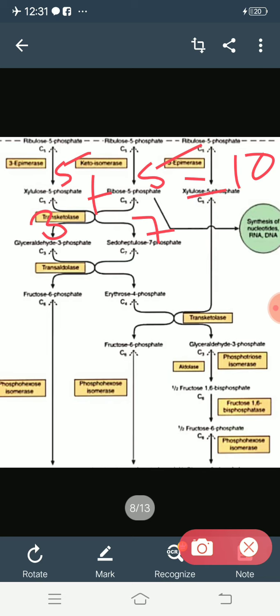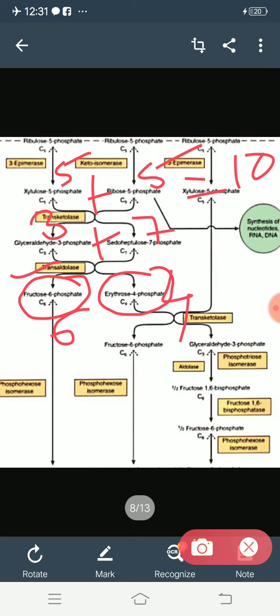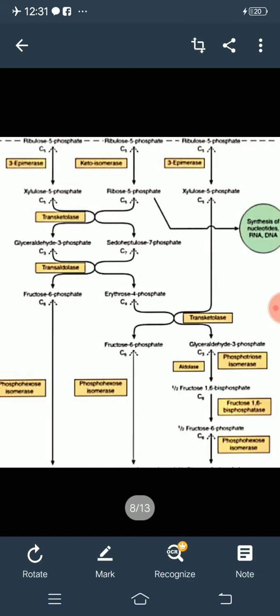Then further, what happened? These two, glyceraldehyde 3-phosphate and sedoheptulose 7-phosphate, react with each other, catalyzed by the enzyme transaldolase, and it produces two further products. What? Fructose 6-phosphate and erythrose 4-phosphate. Fructose 6-phosphate is 6 carbon, erythrose 4-phosphate is 4 carbon. 6 plus 4 is equal to 10. So in this way, fructose 6-phosphate and erythrose 4-phosphate are formed over here. Now what happened next?